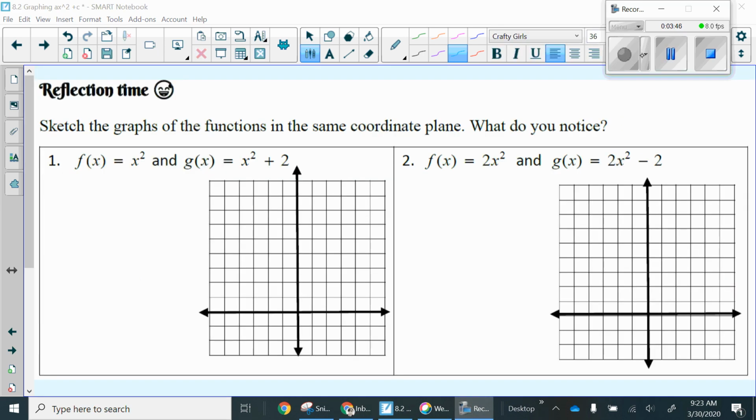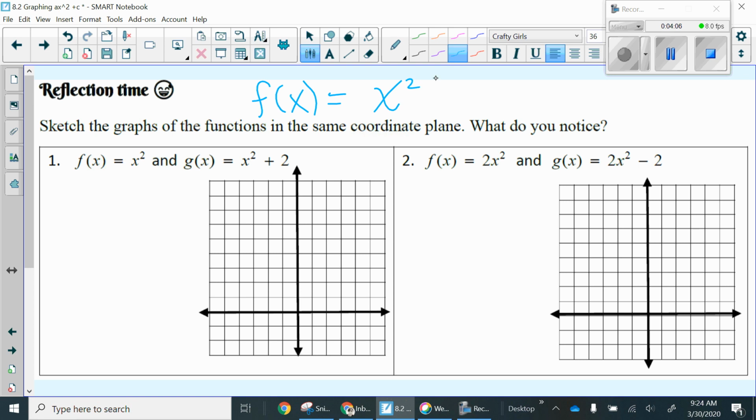All right, so let's go ahead and start thinking about what we're going to be moving into. This section is mainly focusing on what c does to your parent graph. So c is, let me just write it up here. We've got f of x, that's like your y, is equal to x squared.